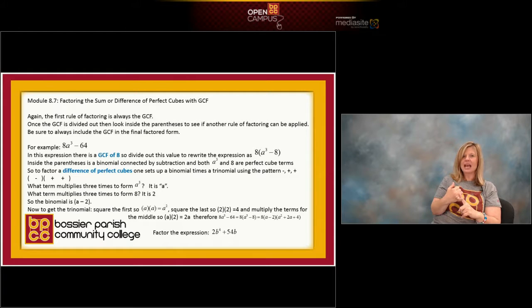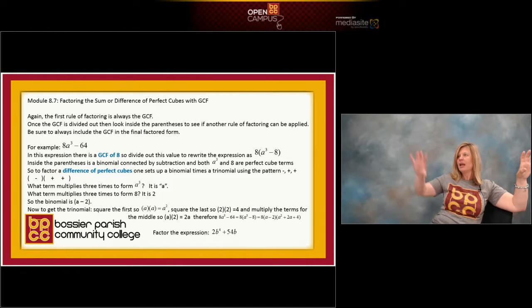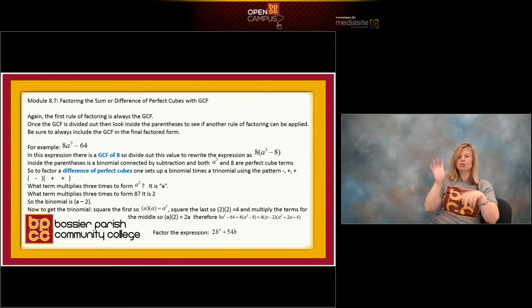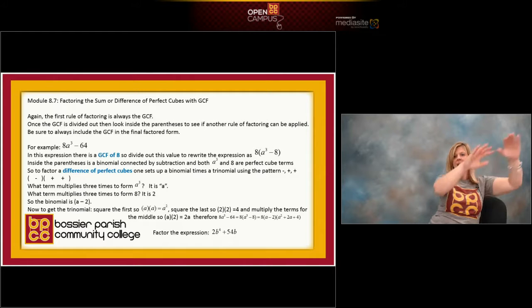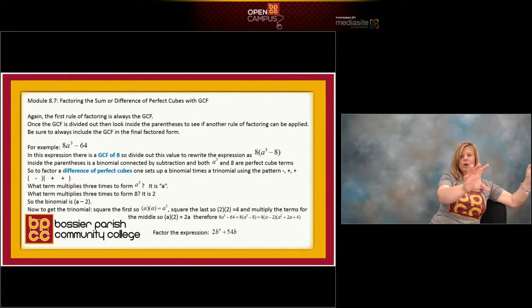So the first term is a, and if I square it, I get a squared. The last term is 2, and if I square it, I get 4. So now my trinomial, I have a squared first, and 4 at the end, last. The middle is a times 2, which is 2a. So when I factor that difference of perfect cubes, I have my binomial a minus 2. I have my trinomial a squared plus 2a plus 4.